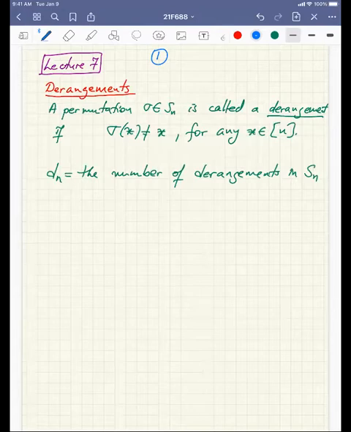Today, we are going to talk about derangements, and more precisely, we are going to be interested in determining the number of derangements on n elements. As we mentioned last time, a derangement is a permutation in Sn for some natural number n, such that sigma has no fixed point. So sigma of x does not equal x for any x between 1 and n. And our notation will have dn as the number of derangements in Sn.